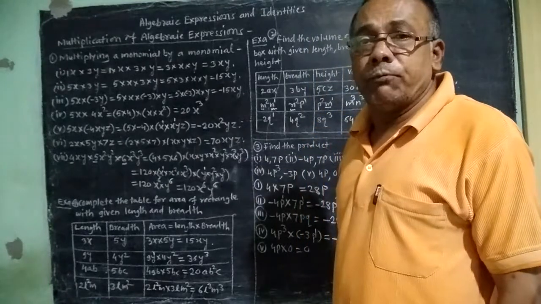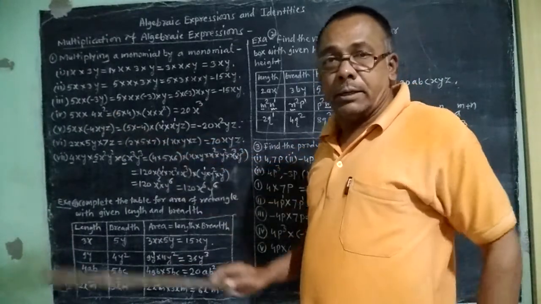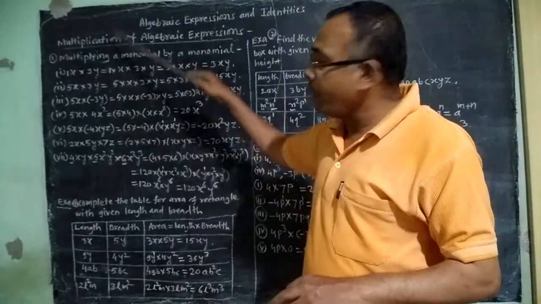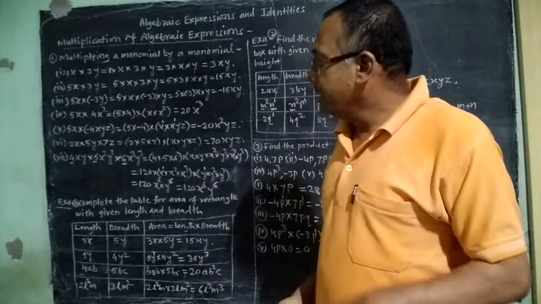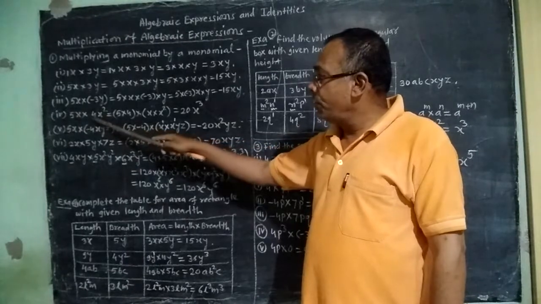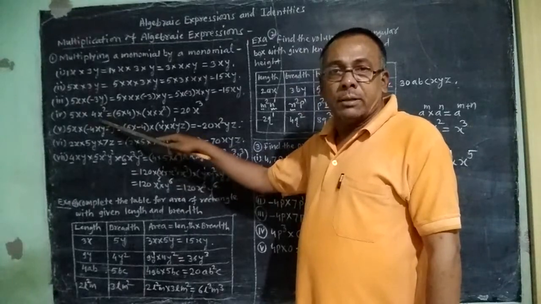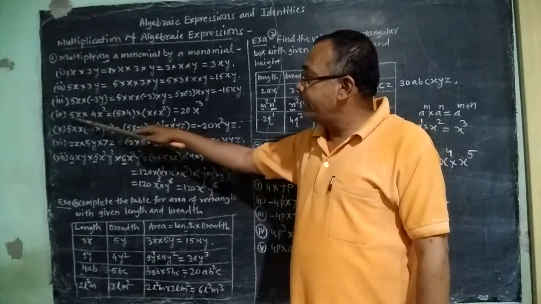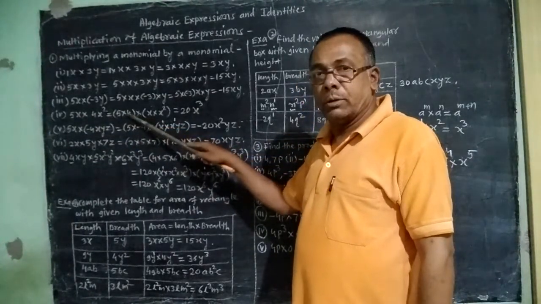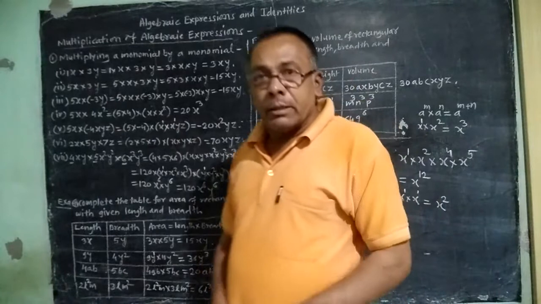Here the fourth example is 5x into 4x square. Now this example is quite different from the above examples, because here it is seen that 5x into 4x square is there. Means again here x and here also x. So first of all we will multiply the numerals, means coefficients 5 into 4, into here x into x square.